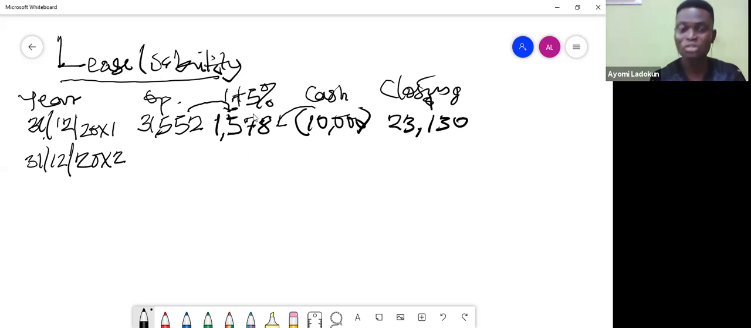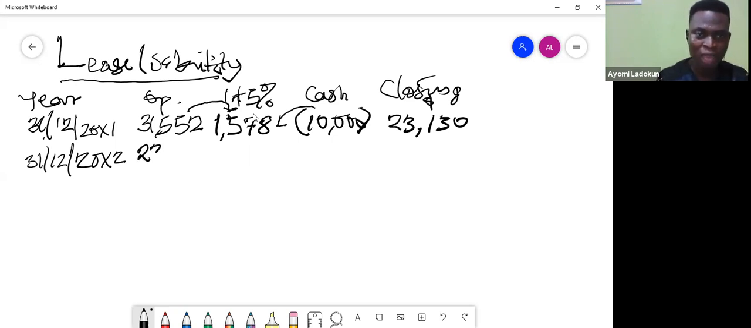That's what you're doing. So you say 31,552 plus 1,578, because the carrying amount will be increased by the interest charge, but that same carrying amount will be reduced by the cash payment. So you remove that 10,000 so that I can have 23,130. So in year two, the closing balance in year one becomes my opening balance in year two.